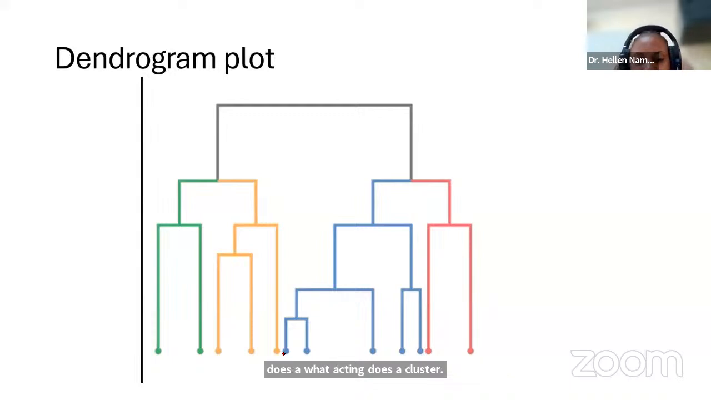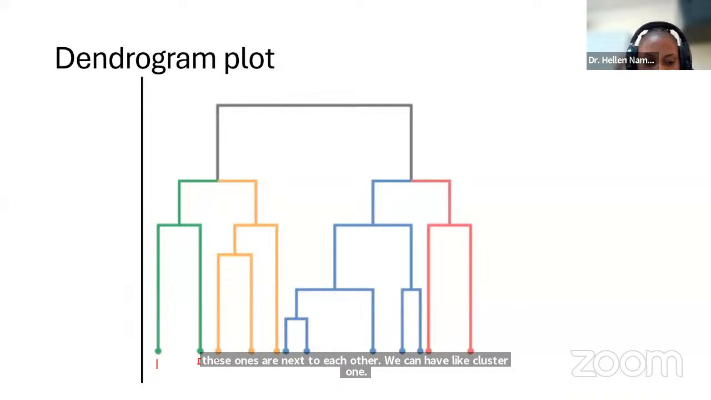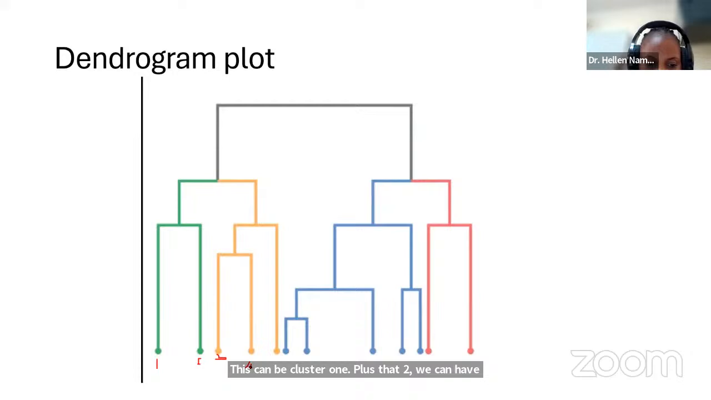But in case, for example, you have these ones next to each other, we can have cluster 1, cluster 2, cluster 3, this can be cluster 4, we can have 5, this can be 6, this is 7, then I can have 8, I have 9, this can be 10, then this is 11, and then this is 12.